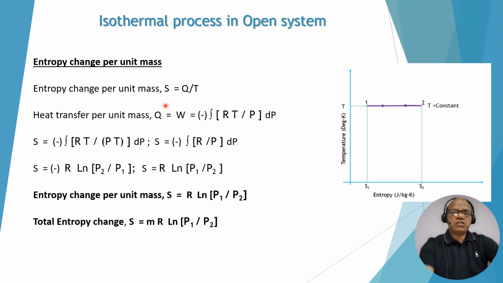Now the entropy change, S is equal to Q by T. S can be written as minus integration of RT by P dP, which is Q, equal to W, divided by T. So T is cancelled out. We can write integration of R by P into dP. So S is equal to minus R ln P2 by P1, which is equal to R ln P1 by P2. So this is the entropy change. Total entropy change will be m into R ln P1 by P2. So this is the entropy change for the open system.